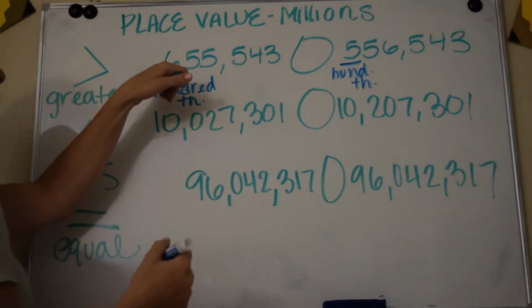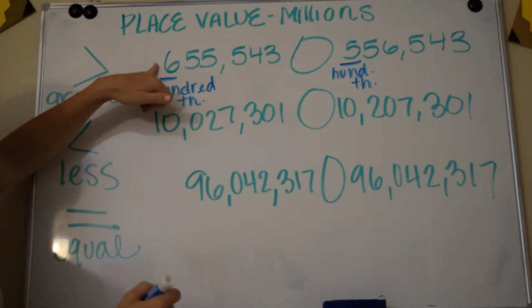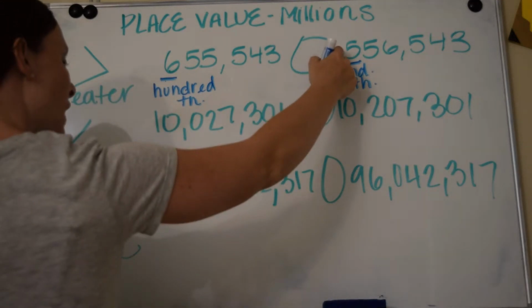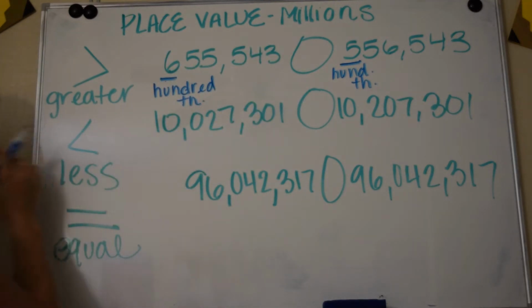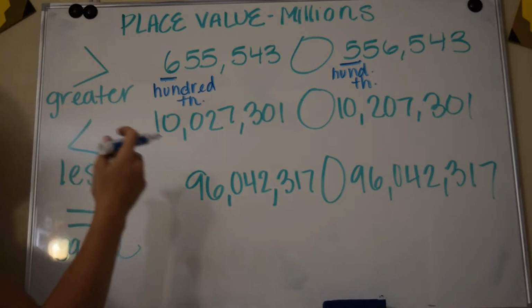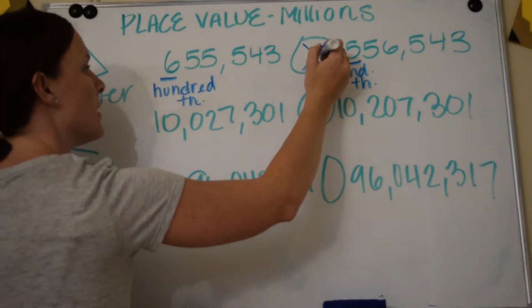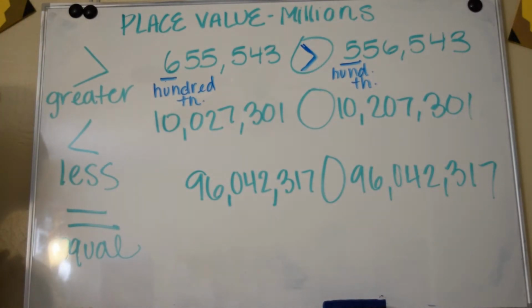So I'm just comparing this 6 to this 5. This 6 is worth 600,000. This 5 is worth 500,000. 6 is bigger than 5, so I need to use the greater than symbol. The mouth should be facing to the left. Remember, the alligator wants to eat the bigger number. And there we go. And that one was easy.